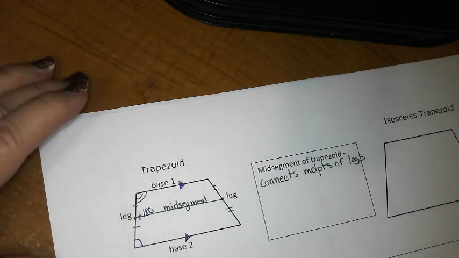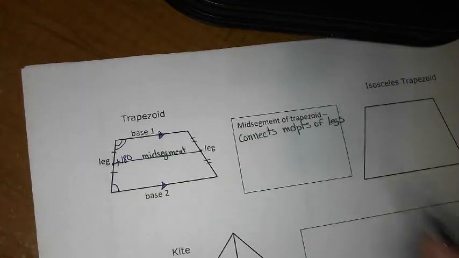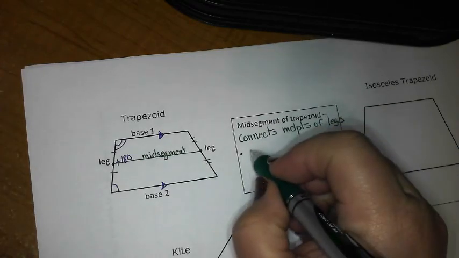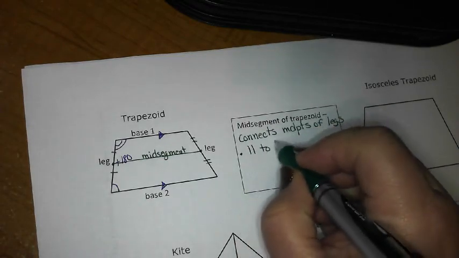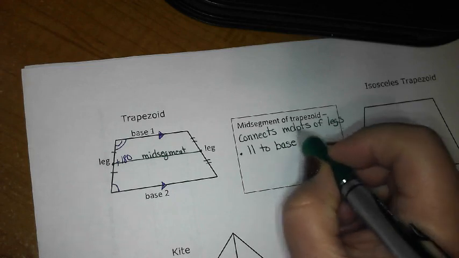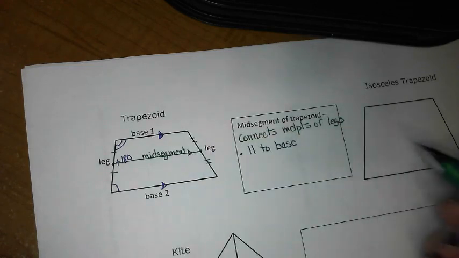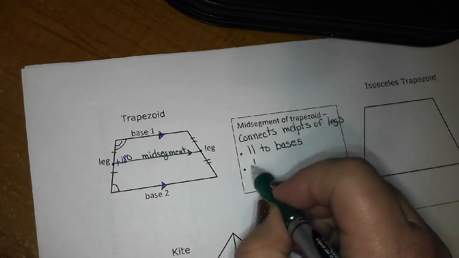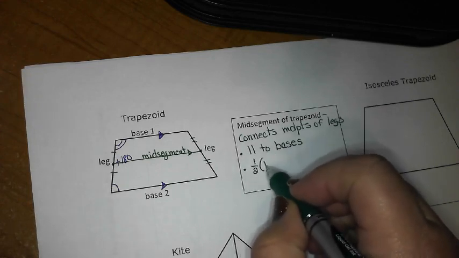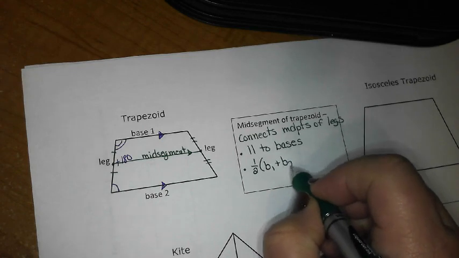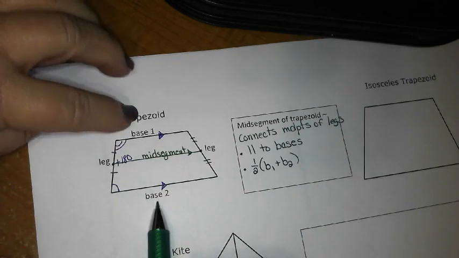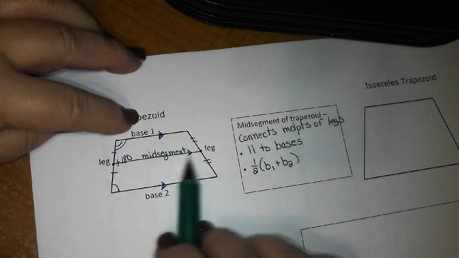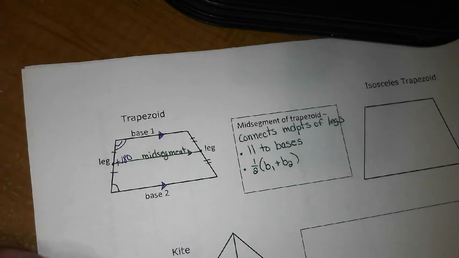Now the mid-segment of a trapezoid does two special things. First of all, it is parallel to the bases, so we could add in a little parallel marking there. And also, it is half the sum of the bases. So if I add base 1 and base 2 and take half of that, I would get the length of the mid-segment. Those are the important things you need to know about the mid segment of a trapezoid.